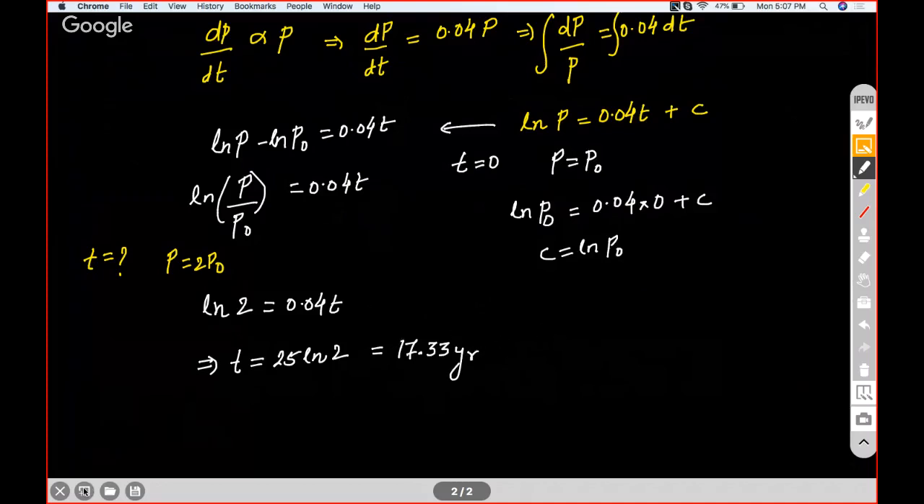Are you getting it? Okay, we'll take another one. The bacteria in a certain culture increases continuously at a rate proportional to the number present. So there is a bacteria culture where the rate of growth is proportional to the number present. If the number triples in 6 hours, how many will be there in 12 hours?